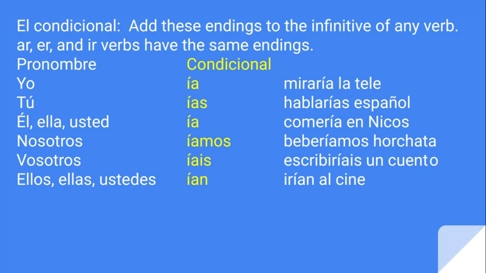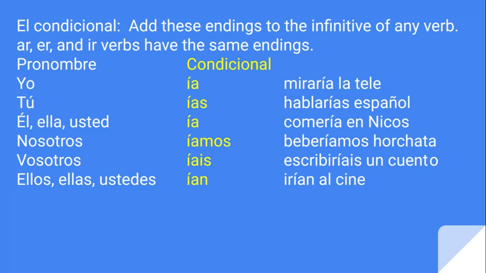And these are dependent on something else, and maybe they don't happen, okay? So, yo miraría la tele, pero yo no tengo una tele, or yo no tengo cable. Tú hablarías español, pero tú no sabes español. Él comería en Nikos, pero no tiene dinero. Nosotros beberíamos horchata, pero no estamos en Nikos. Vosotros escribiríais un cuento, pero no tienen un lápiz. O no tenéis un lápiz, if it's vosotros. Ellos irían al cine, pero no tienen boletos.